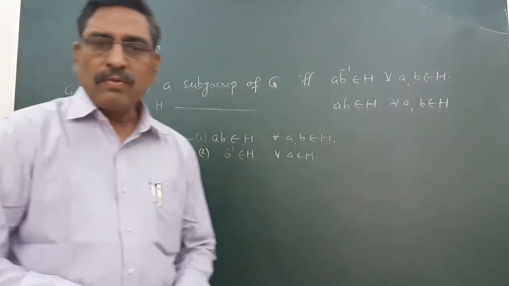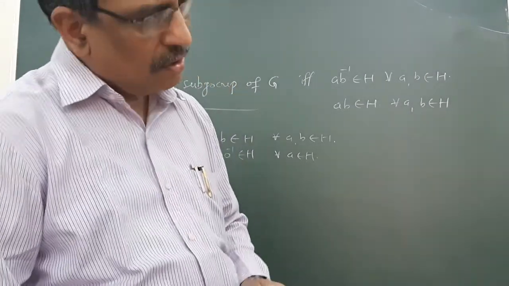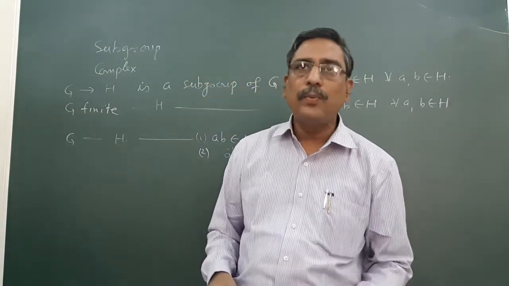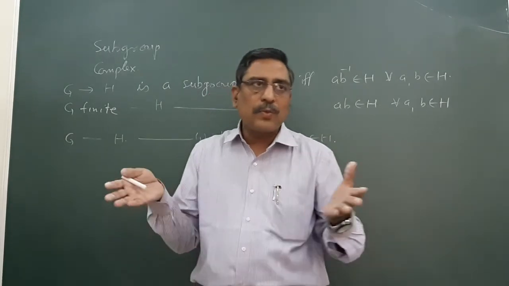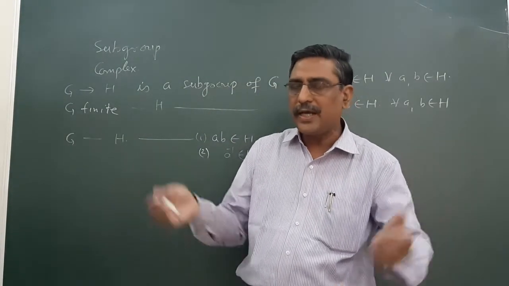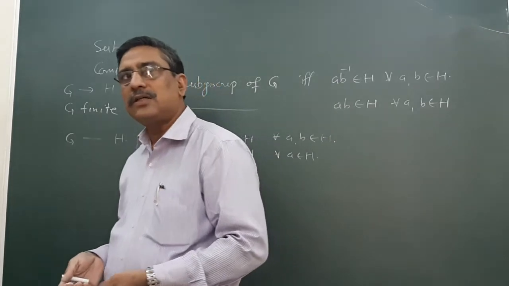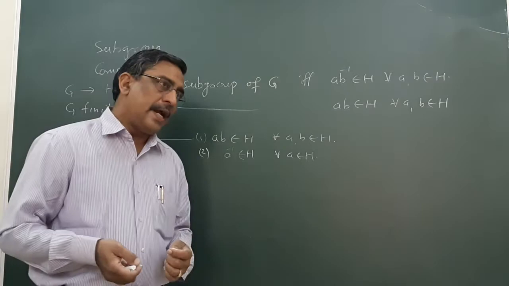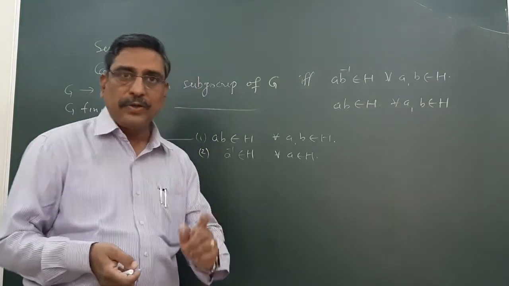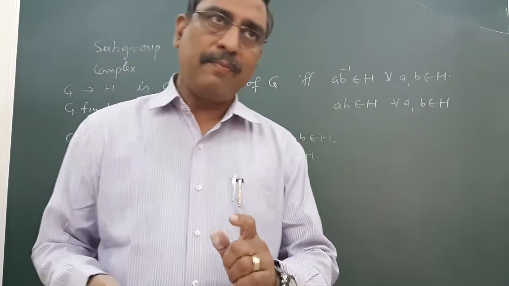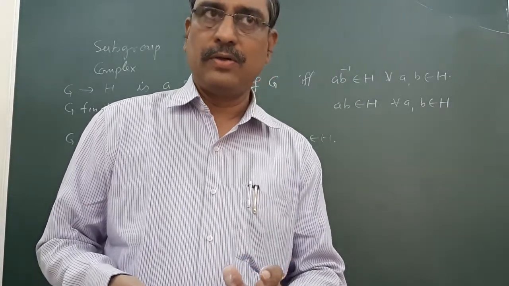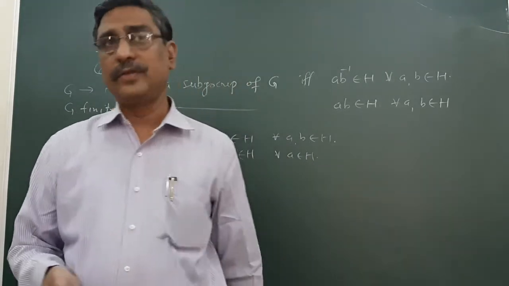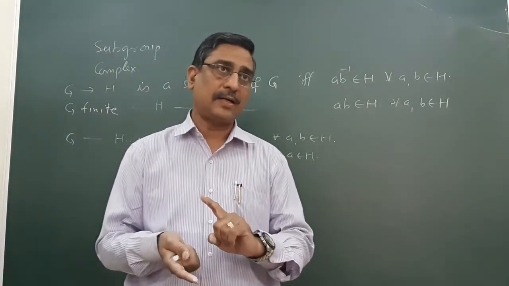So we proved them. Later on, we proved that the intersection of two subgroups is again a subgroup, and if a number of subgroups are there for a group, then the intersection of all these subgroups will again be a subgroup. And in case of the union of two subgroups, will that be a subgroup or not? If the union of two subgroups is a subgroup, then naturally one should contain the other.